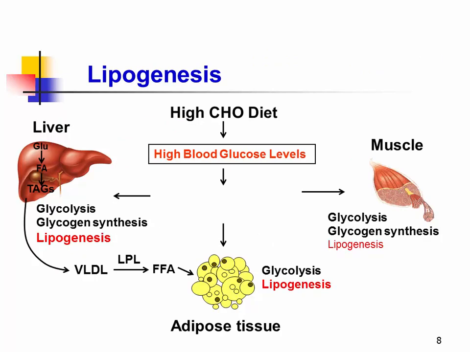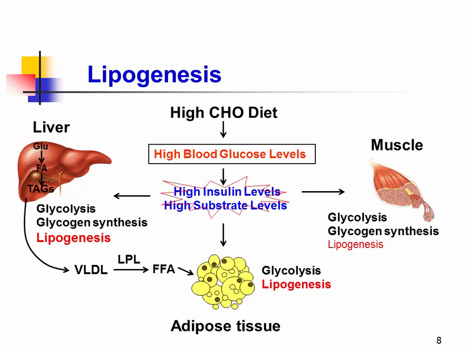So this is just the overall picture of lipogenesis. For example, when we consume a high carbohydrate diet and our blood glucose levels increase, that will stimulate insulin secretion. So insulin level is very high in the fed condition, particularly with a high carbohydrate diet. We also have an increased substrate level. For example, glucose level will be very high in the circulation. All these conditions together will promote lipogenesis.